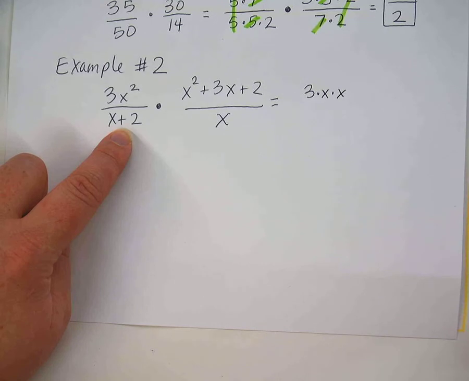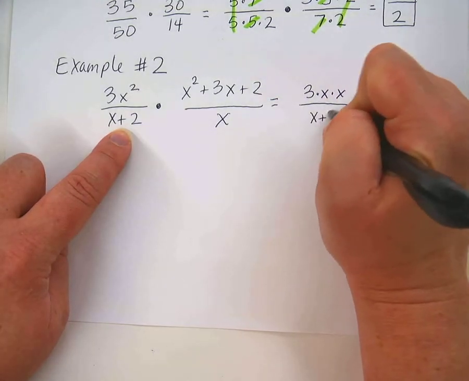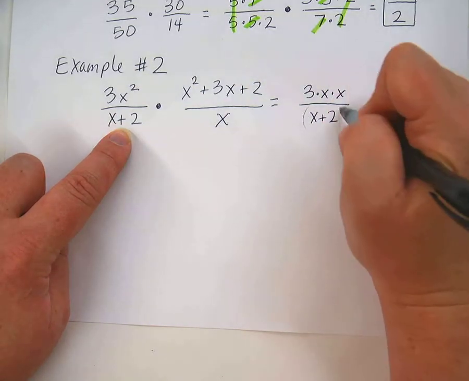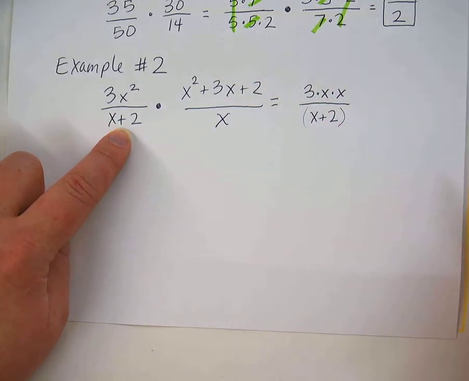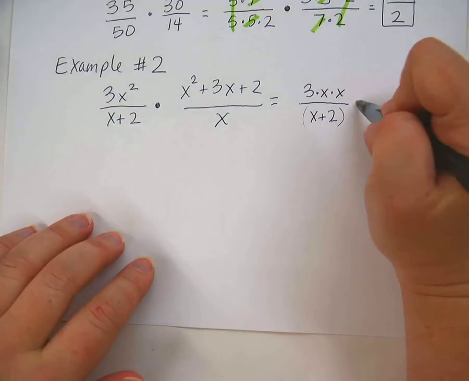No. Remember on our worksheet on Monday, we had some that were not possible because they didn't factor at all. So we're not going to factor that. The only thing I'm going to do is put parentheses around it so I remember that that's a group. That's a factor together. Okay?